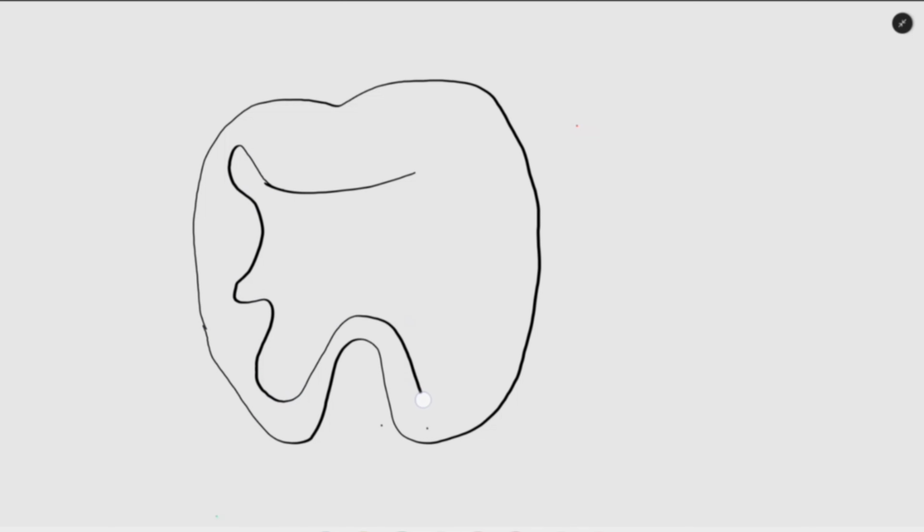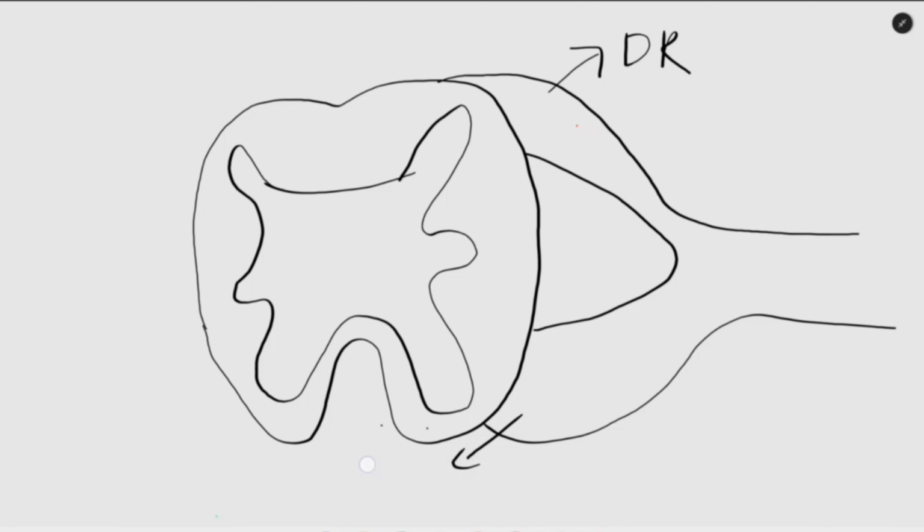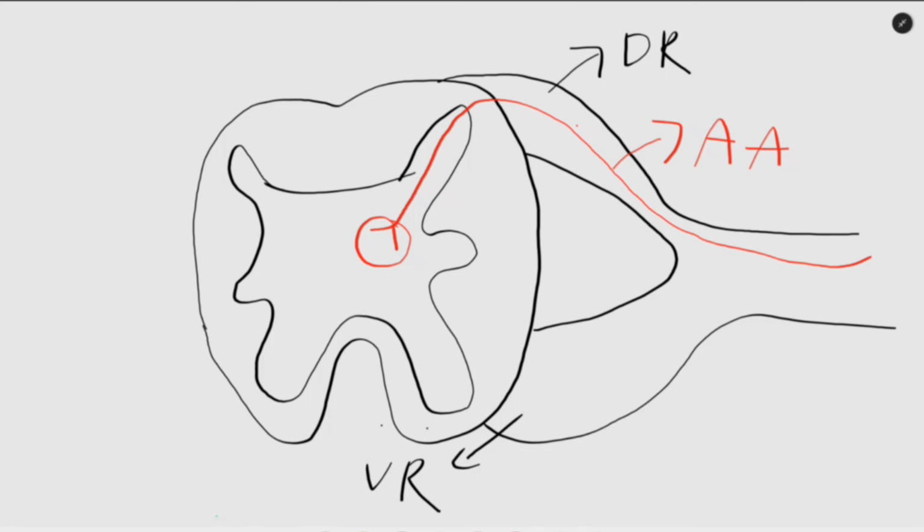I will draw a transverse section of the spinal cord. In the spinal cord, the grey matter is present inside while the white matter is present outside. This is just a rough diagram. The spinal cord has a dorsal root and a ventral root. This is the dorsal root, while this is the ventral root. The autonomic afferents enter the spinal cord through the dorsal root and end up in the grey matter of the spinal cord.